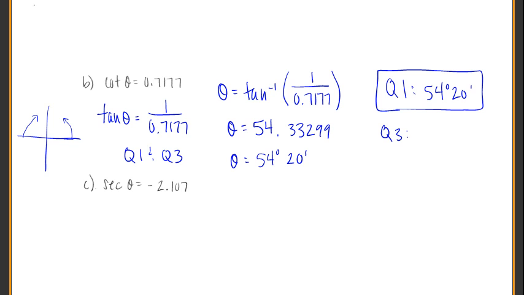Or if I started at 180 and added 54, or 360 and subtracted 54, you're always going to get the same answer. So for quadrant 3, which is right in here, I basically need to start at 180 and add on, so I'm going in the positive direction, add on 54 degrees and 20 minutes. So our angle in quadrant 3 is going to be 180 and 54, which is 234 degrees and 20 minutes.